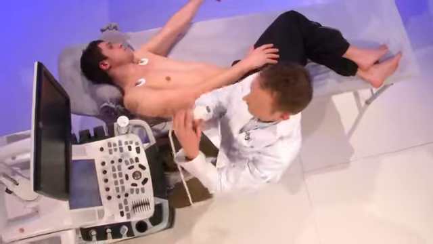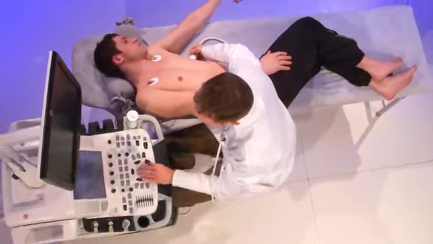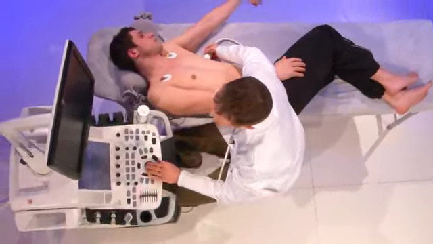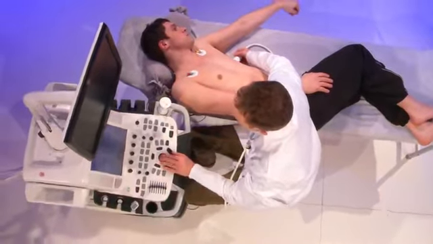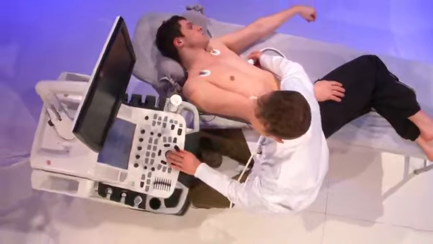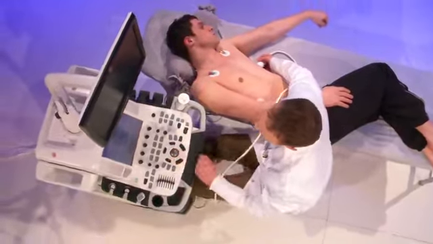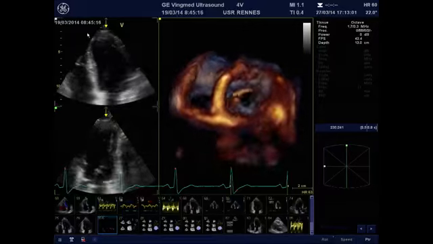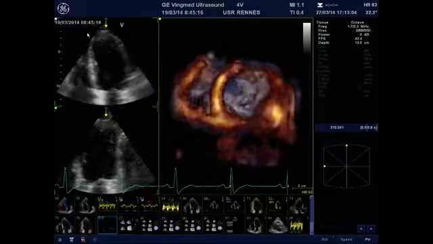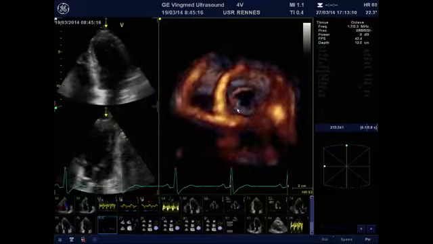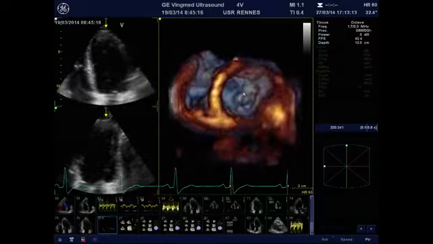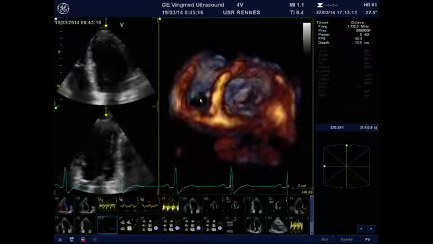So we will change to another probe to get only one view of the LV. To get this view of the LV, we will ask the patient to stop breathing for 4 to 6 seconds to get this kind of image. We have the volume, all the volume of the LV. We have also here the RV.